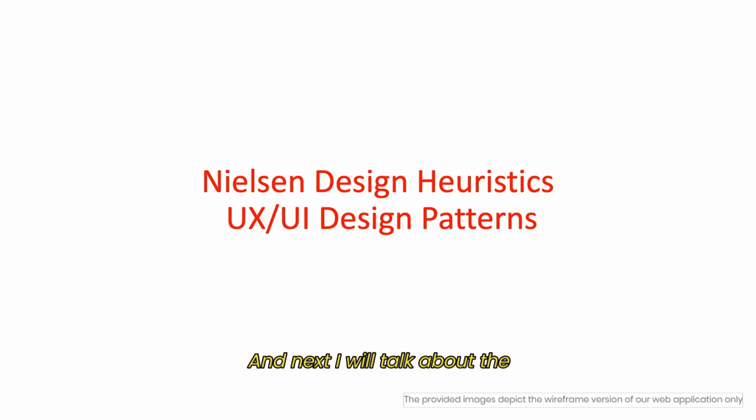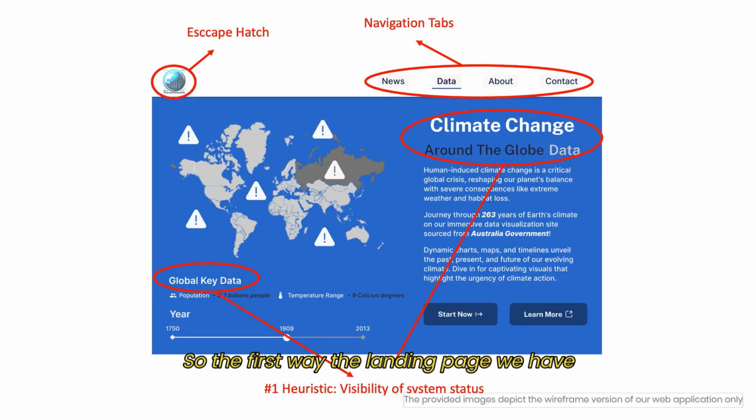And next I will talk about the Nielsen heuristics we have followed, and the UX/UI patterns we have made use of. On the first page, the landing page, we have made use of the escape hatch and navigation tab, and we also follow the first heuristic, visibility of system status. We have used concise terminology related to the climate topic.